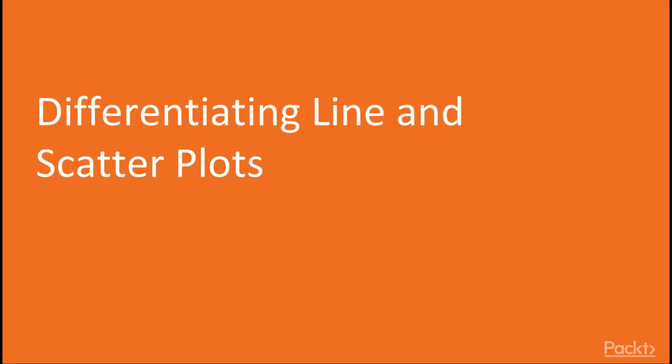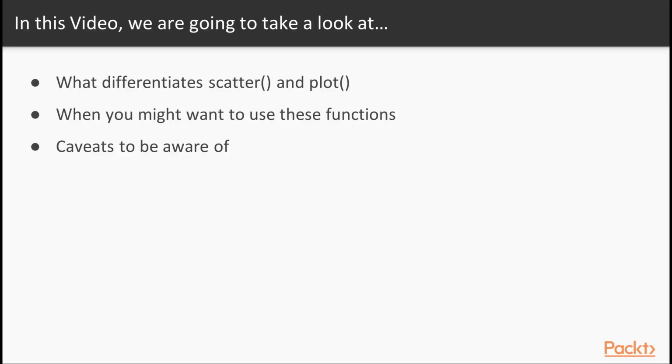In today's video, we're going to take a look at the simplest and arguably the most useful methods that Matplotlib provides, the simple line and scatter plots. In this video, we're going to find out what differentiates the scatter and plot methods, when you might want to use these two functions, how you can customize the plots provided by these functions, and a few caveats to be aware of. So let's jump over to our Jupyter Notebook now.